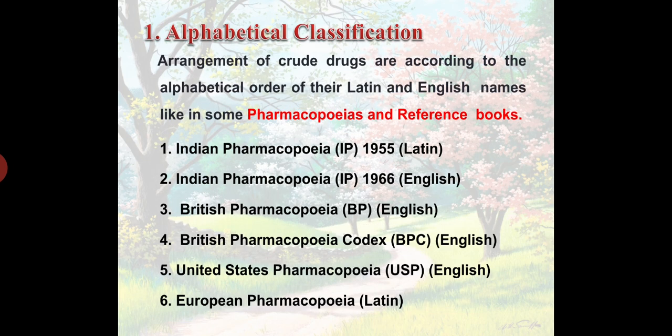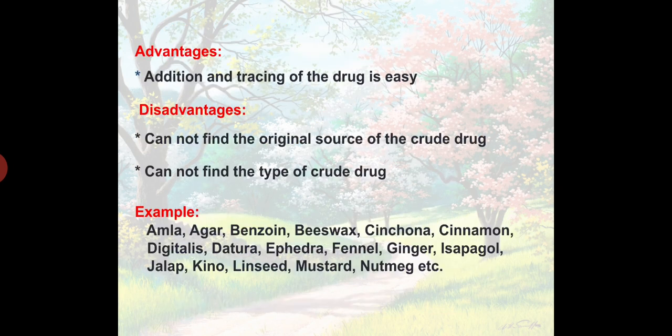First one is alphabetical classification, in which drugs are arranged in alphabetical order of their Latin and English names. You can see this in different pharmacopoeias and reference books like Indian Pharmacopoeia, British Pharmacopoeia, United States Pharmacopoeia, and European Pharmacopoeia. Here you can see in the example, first two drugs, amla and agar, start with alphabet A, then benjoin and beeswax with B, and so on.